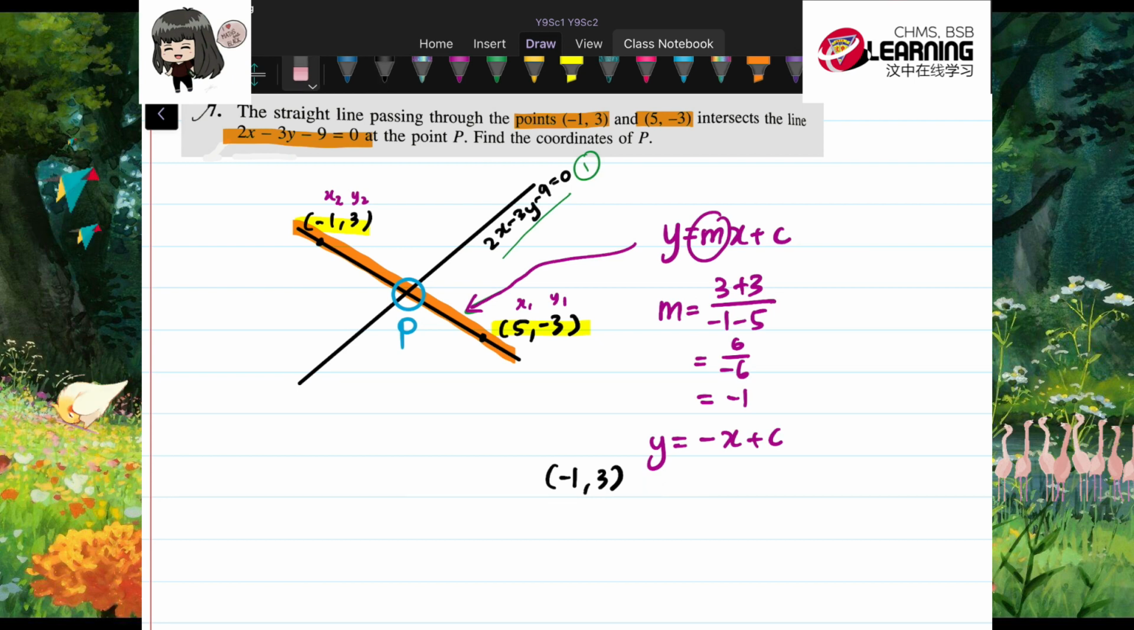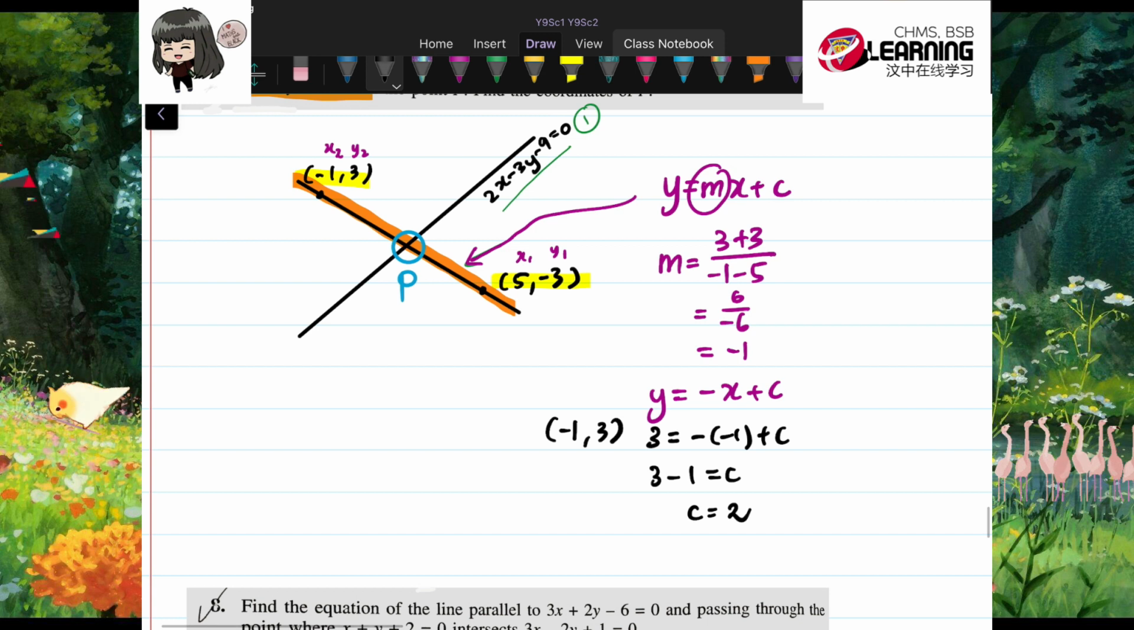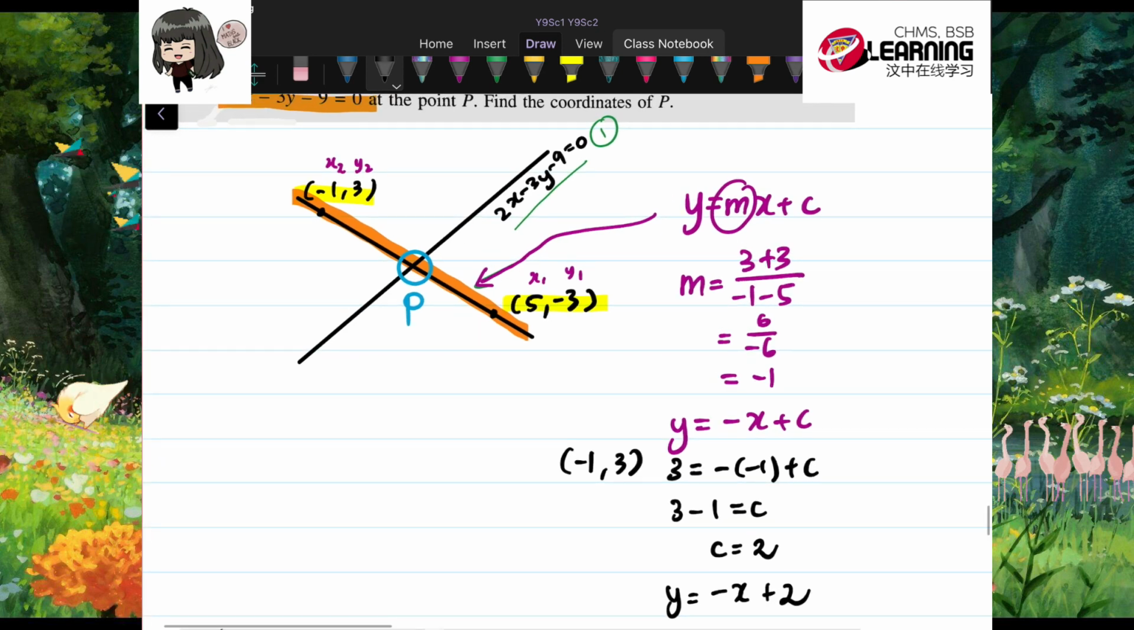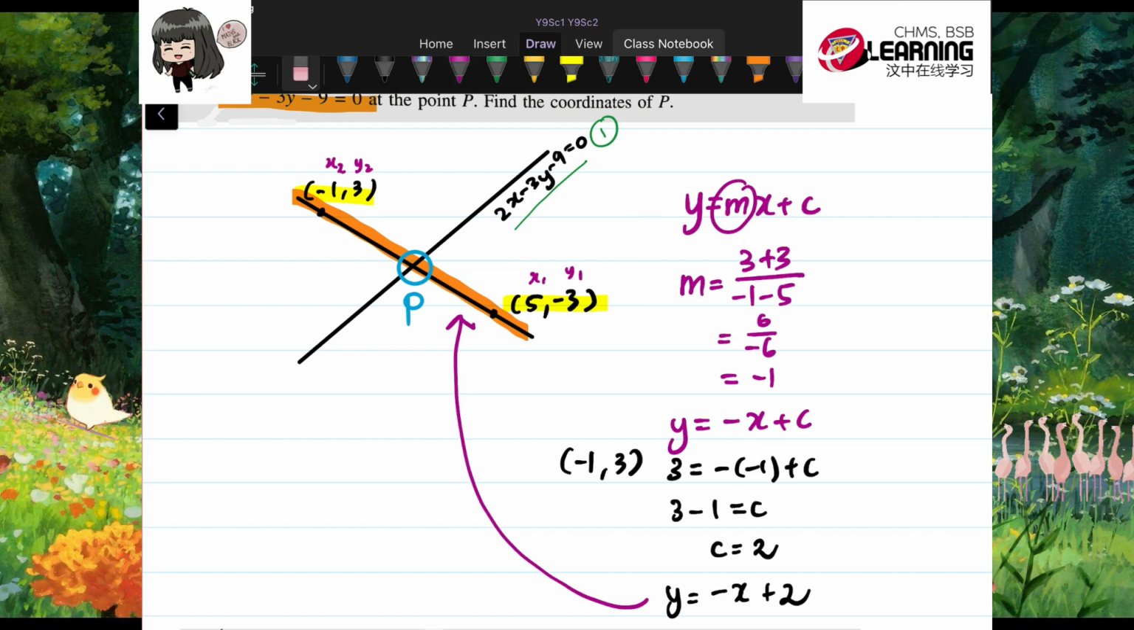So my y now becomes 3 equals to negative 1 plus c. So my c is 2. So my equation of that line is y equals to negative x plus 2. Okay, so this equation here is for the line. So now we already have our second equation. This is my second equation.